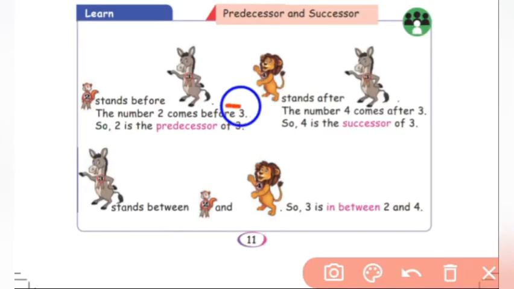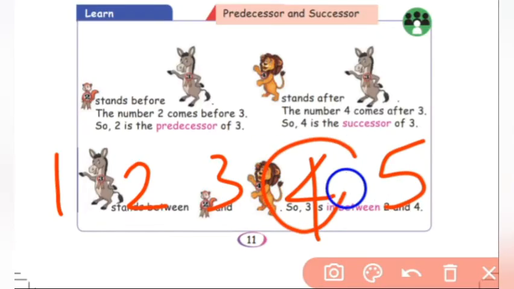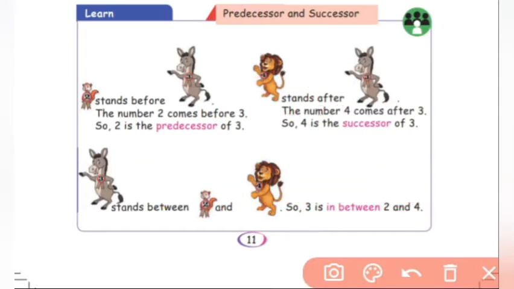Next, lion stands after donkey. See, lion 4, donkey 3. The number 4 comes after 3. See this number line? 1, 2, 3, 4, 5. See, 4 comes after 3. 3 க்கு அடுத்தது தான் 4. So 4 is the successor of 3. 4 is the after number of 3.